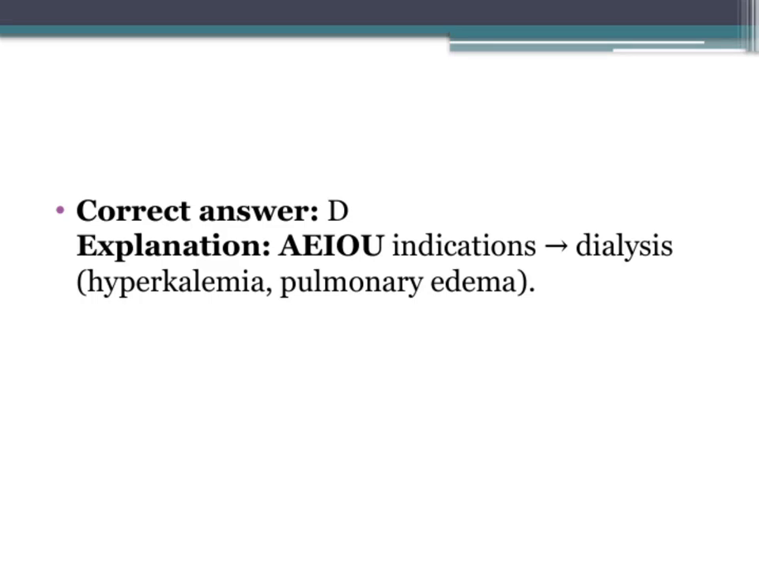Let's talk about why. When we see AEIOU indications, it often points us toward the need for dialysis. Specifically, these signs can suggest serious issues like hyperkalemia, which is an elevated potassium level that can be life-threatening, or pulmonary edema, where fluid builds up in the lungs and impairs breathing. Recognizing these indications is crucial because they guide us toward prompt and effective intervention, such as dialysis, to remove excess toxins or fluids. This ties back into our overall theme of timely diagnosis and management in critical cases.